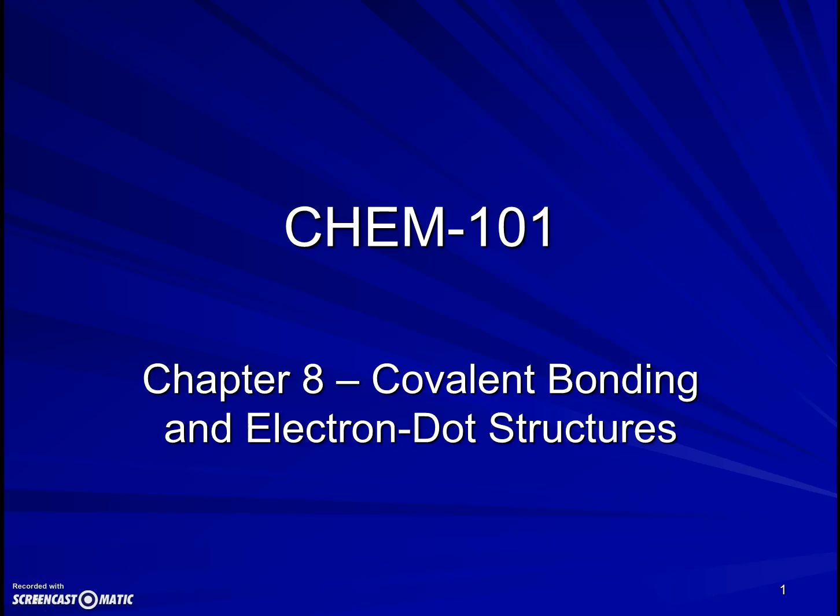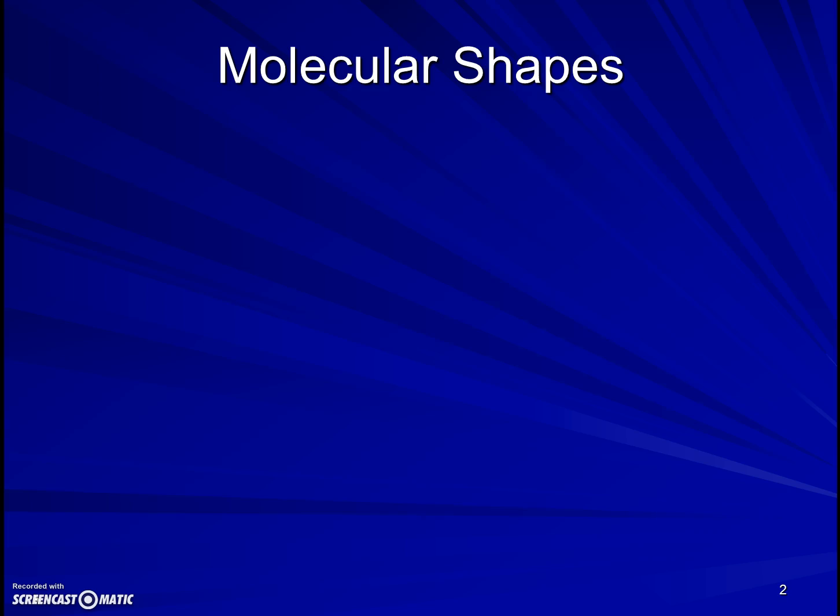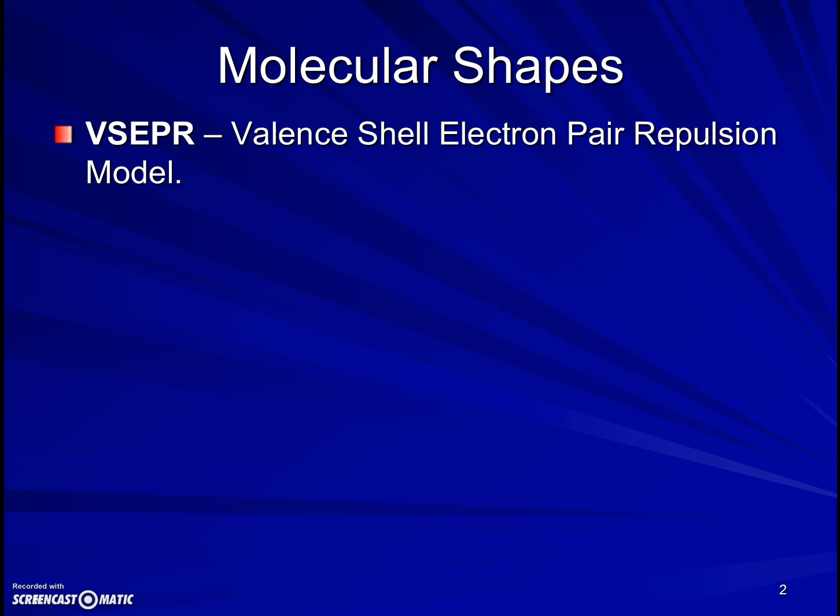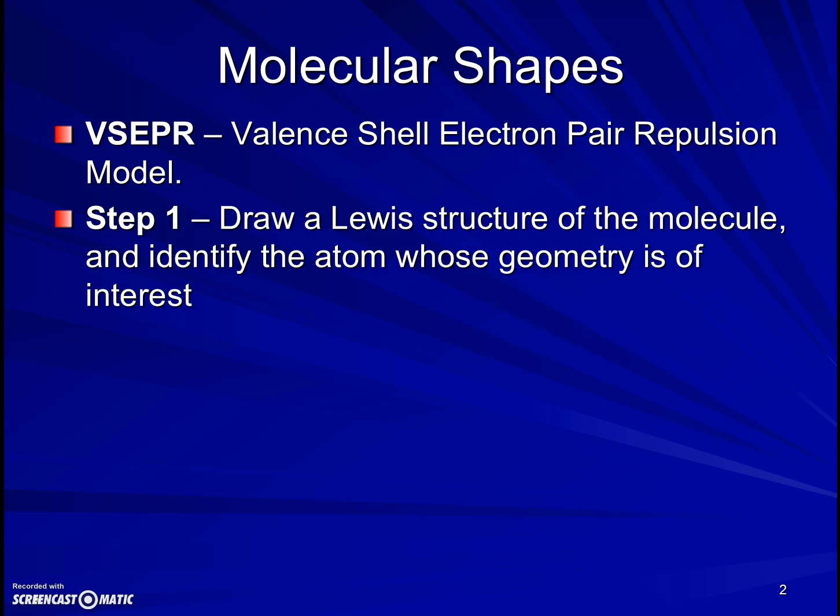We want to continue our discussion of covalent bonding and move on to some slightly more advanced topics and talk a little bit about the shapes of molecules. The model that we're going to use to explain how molecules get their shape, what causes them to have certain shapes, is called VSEPR, the Valence Shell Electron Pair Repulsion Model.